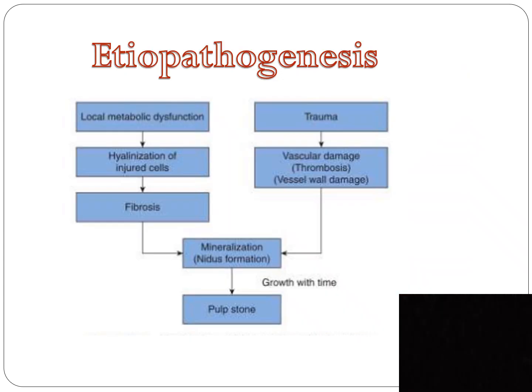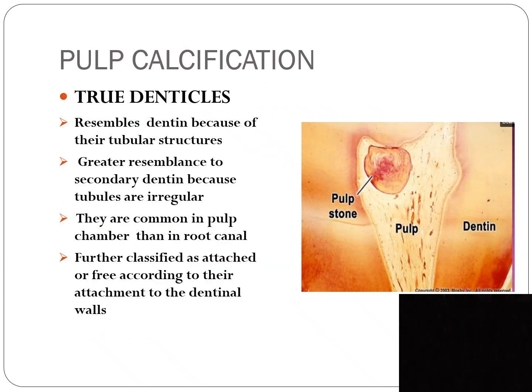Talking about the etiopathogenesis, what is causing these pulp stones? These pulp stones generally form around a nidus. Nidus means a source, which slowly starts depositing minerals around it. This nidus can come as a result of local metabolic dysfunction, which may lead to hyalinization of injured cells, which may undergo fibrosis and serve as a nidus for pulp stone formation. Or when there is trauma to the tooth, there could be vascular damage which can cause thrombosis or vessel wall damage, which can serve as a nidus and lead to mineralization, ultimately leading to pulp stones.